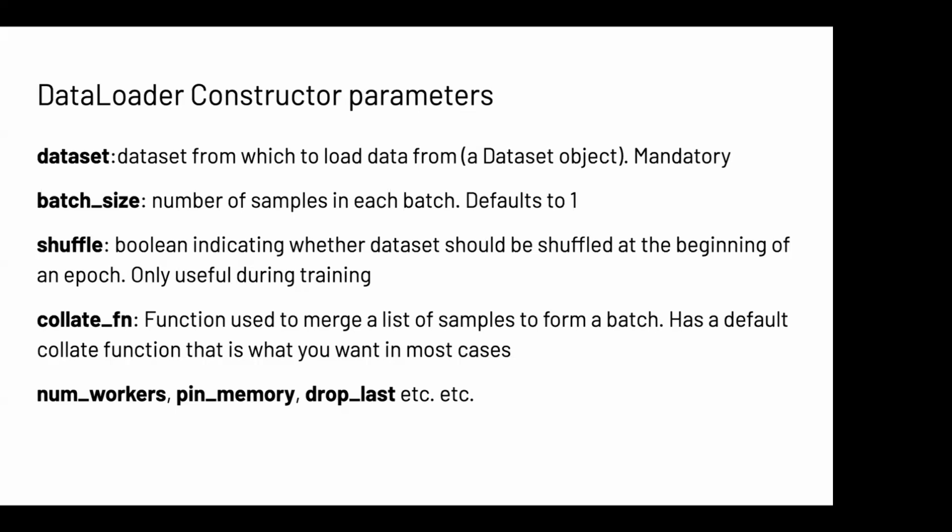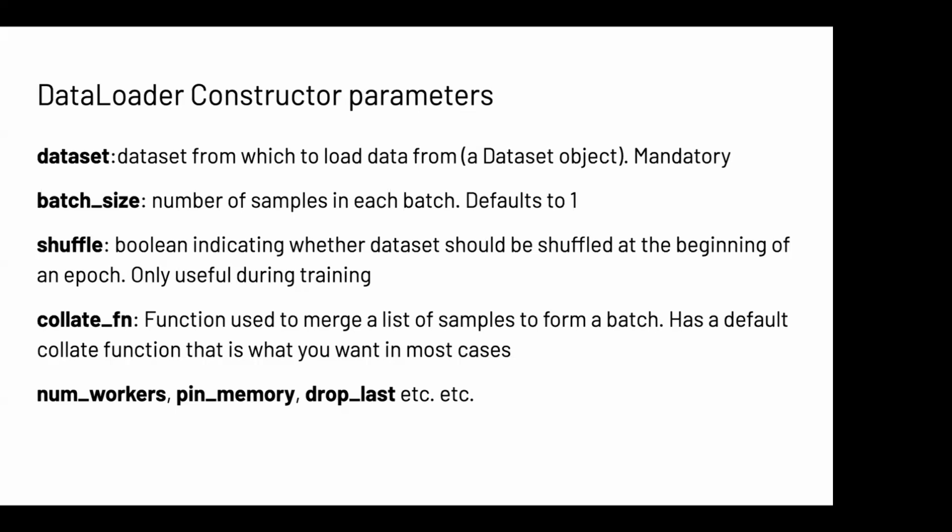Next is this parameter called shuffle. DataLoader natively supports shuffling, and it's a Boolean true or false indicating whether the dataset should be shuffled at the beginning of each epoch, which is one run through all the training data. So before that, you decide whether you are going to be shuffling the data or not. Next, we have this thing called the collate function.